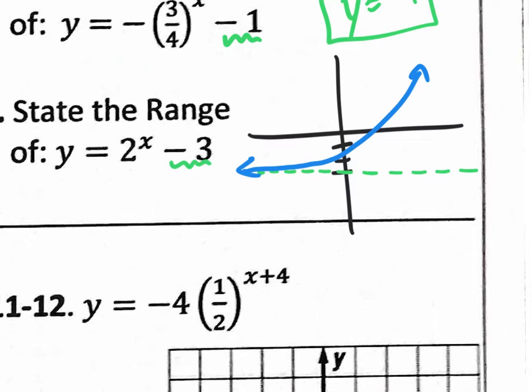So now, the range is your y values. So they want us to state the range. All the y values of this blue function are above that asymptote value of -3. So that's the first part of the quiz.